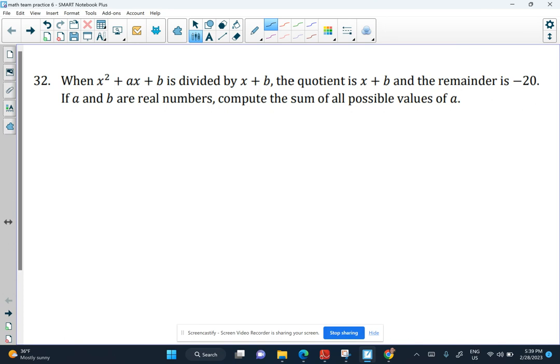If you were unable to attend today's practice, if you come by room 4, I can give you a hard copy of the practice sheet.